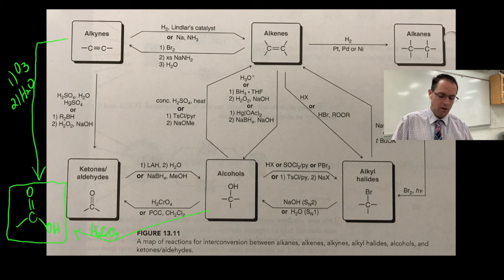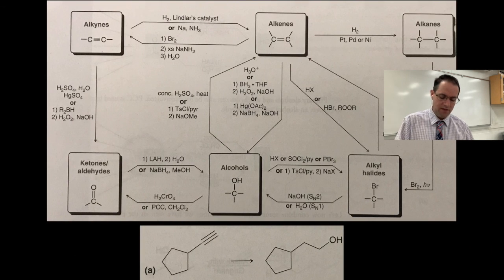Now, I want to do problem 24, parts A through F here, just to illustrate how you would use this atlas of functional group transformations. So here in yellow, I'll just highlight where we are and where we're going. We're starting with an alkyne, a carbon-carbon triple bond, and we want to form an alcohol.